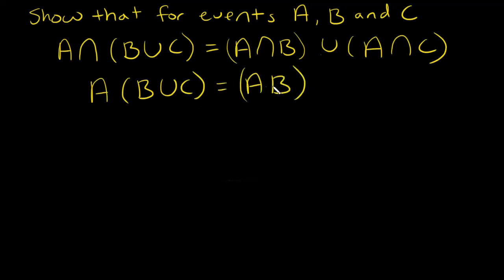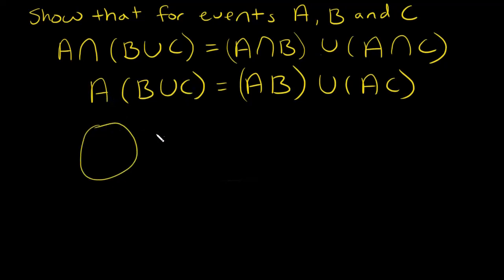Okay, so when you see two events that are written next to each other, that means that you are intersecting them. It does not mean that you are multiplying them. If they were variables, you would be multiplying them by each other. But since they are events, you are going to be intersecting them. Okay, so let's start with A intersection (B union C).